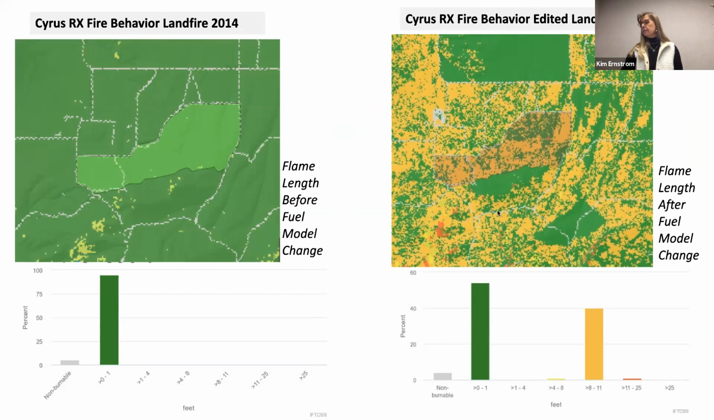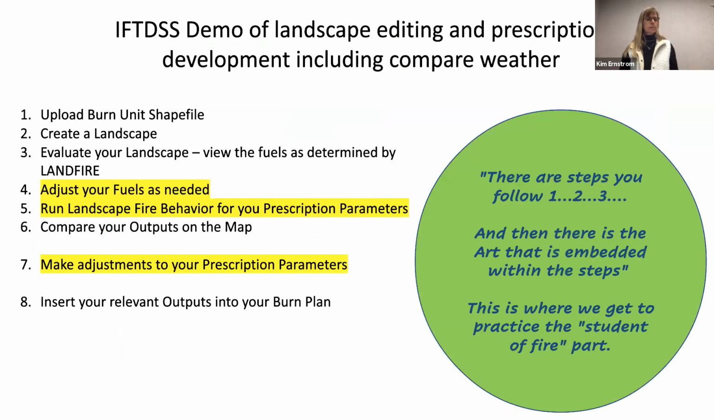So by doing that, on this right-hand side, I changed that to the SH5, that shrub model. And now you can see we added in a whole bunch of flame lengths that are between 8 and 11 feet. That makes a little more sense to me if I'm running just sort of an average fire behavior run and I get these higher flame lengths. Okay, now I feel better about that. So now I can run with that change I made, and I can do the rest of my prescription now that I feel good about my fuel models. Okay, so that's the first part of this, is editing your landscape.